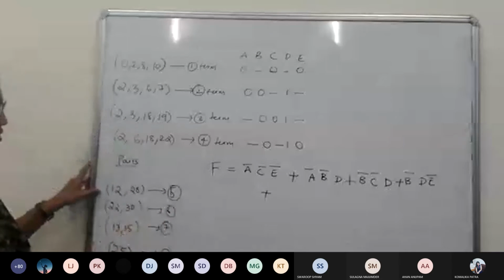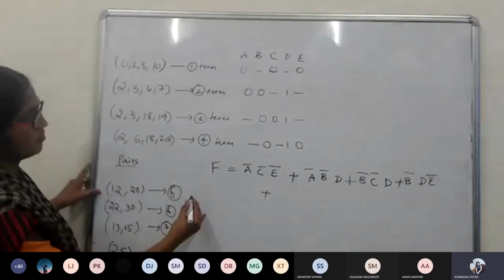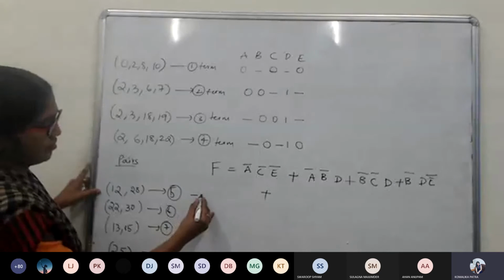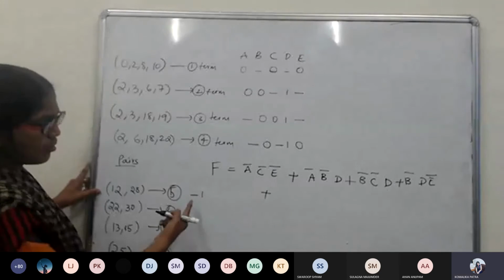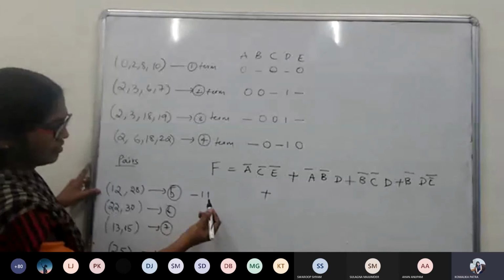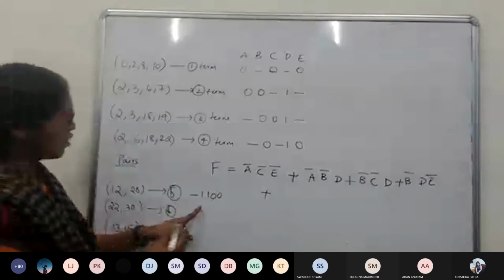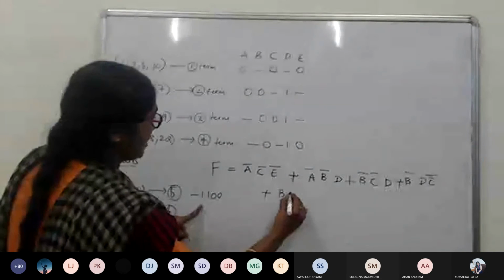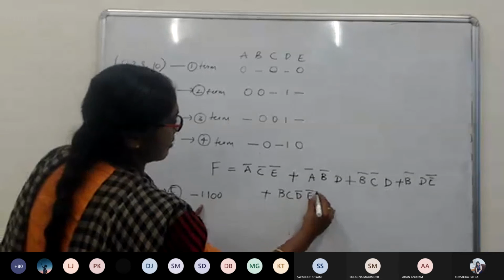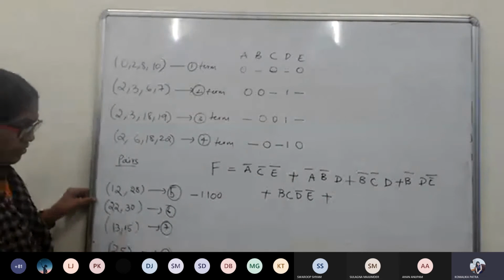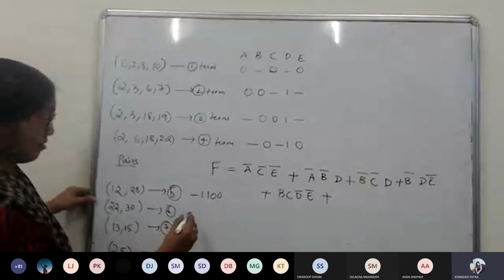Plus this pair. Bar 1, here it will be one. 0, 0. So now this will be your B, C, D bar, E bar. What about this?